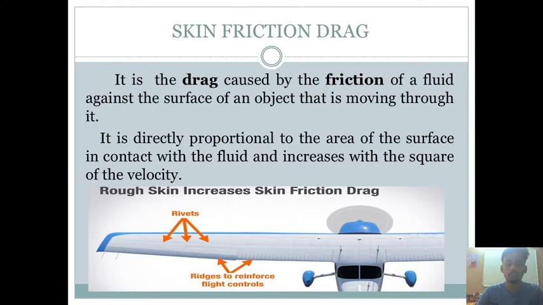So kindly note here, the skin friction drag is increased because of the rivets which are placed on the wing surface, and the mold and the gaps in between the control surfaces increase this skin friction drag, okay? So making the shape more aerodynamic and the surfaces smoother reduces the skin friction drag.